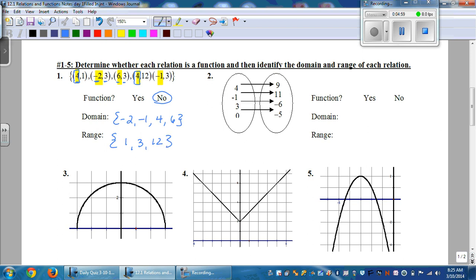Number 2 is exactly the same thing, but the first set, this is your x, so that you're independent, and then you got your y, your dependent value of it. When I look at this set, all my x's are 4, -1, 3, and 0. They're all different, so is this going to be a function? Yes, it is. Okay. The domain, we said, was the set of x's, so we got -1, 0, 3, and 4. And our range is the set of y's, which is -6, -5, 9, and 11.